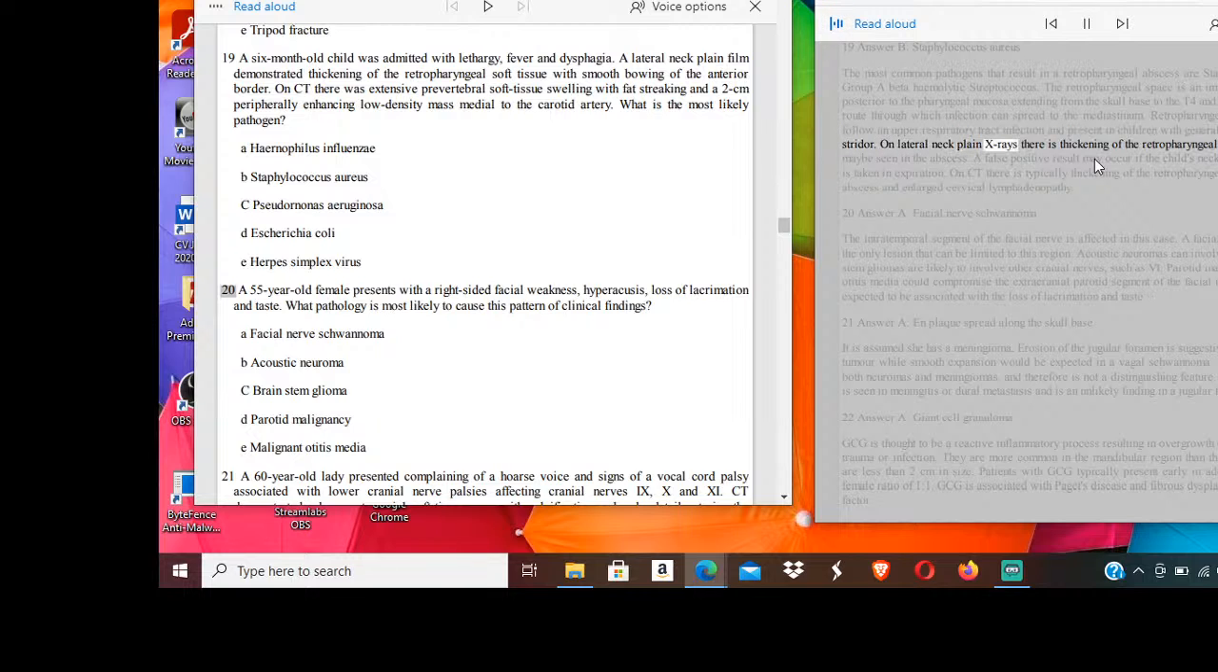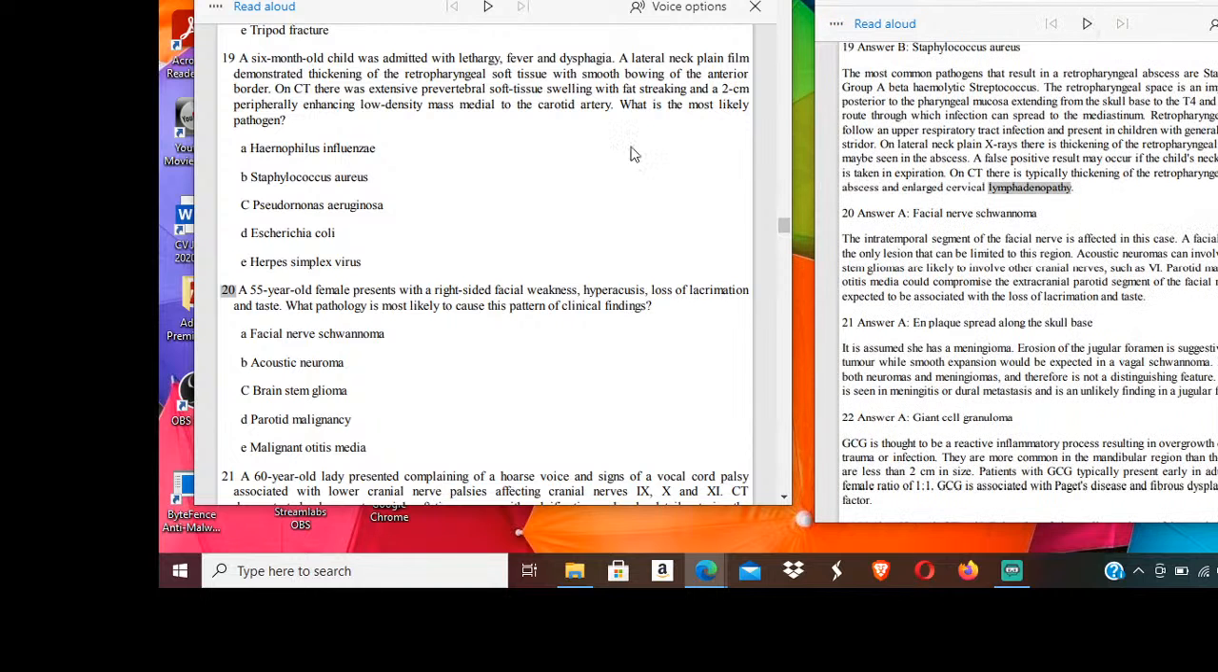On lateral neck plain X-rays, there is thickening of the retropharyngeal space, and blebs of air may be seen in the abscess. A false positive result may occur if the child's neck is flexed or if the film is taken in expiration. On CT, there is typically thickening of the retropharyngeal space, fat streaking, abscess, and enlarged cervical lymphadenopathy.